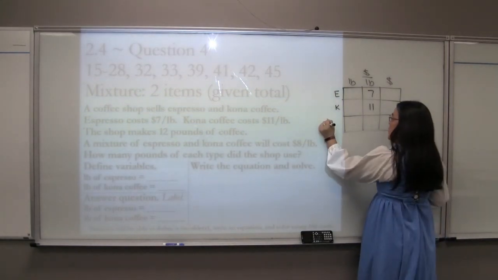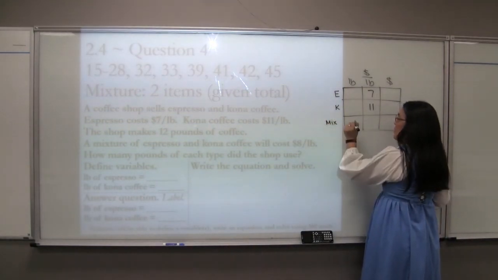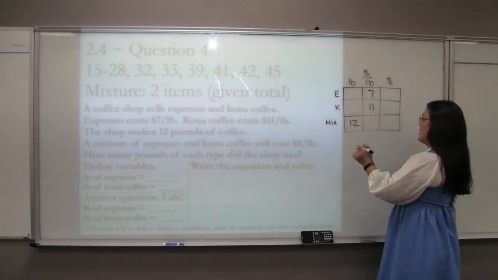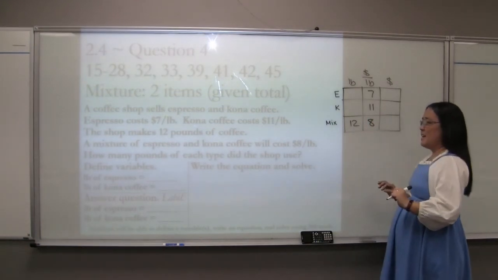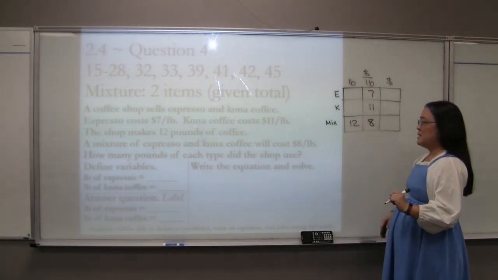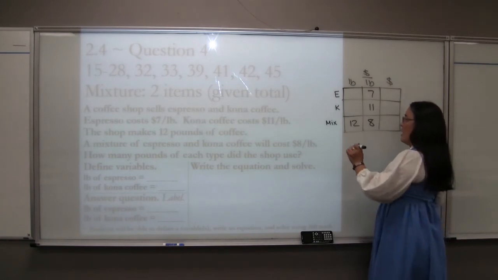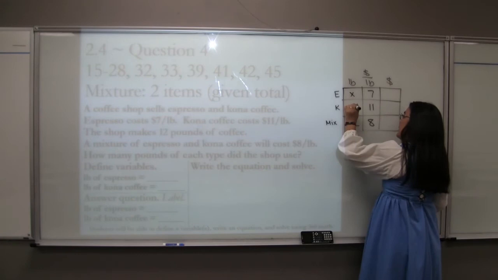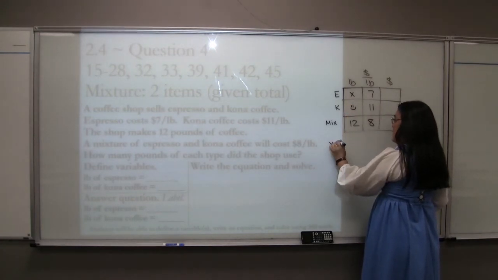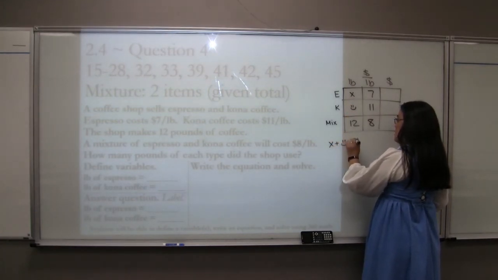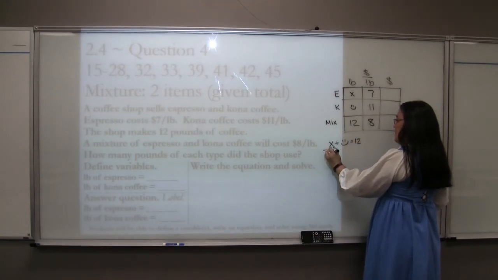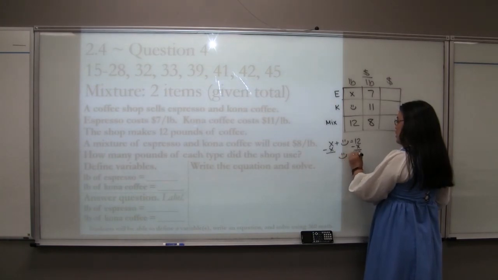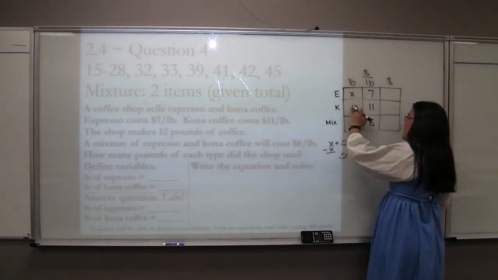It is a mixture. So our mixture is here. So we have 12 pounds of mixed up coffee. A mixture of espresso and Kona is going to cost $8 a pound. How many pounds of each type did the shop use? Well, I can use x for one of them, but what do I use for the other? I am briefly going to put a happy face here. X plus happy face equals 12. If I were to solve for happy face, I would get that that is 12 minus x.